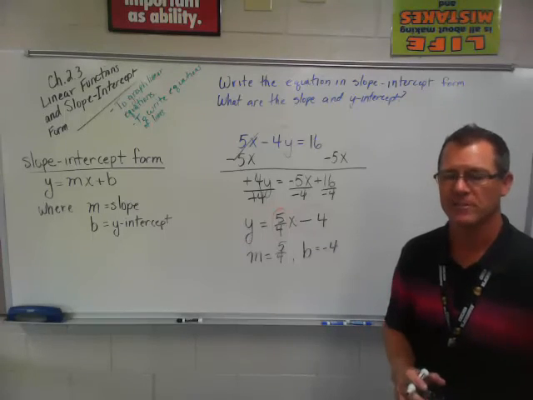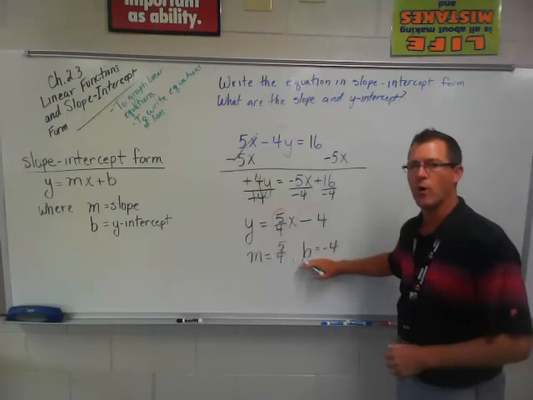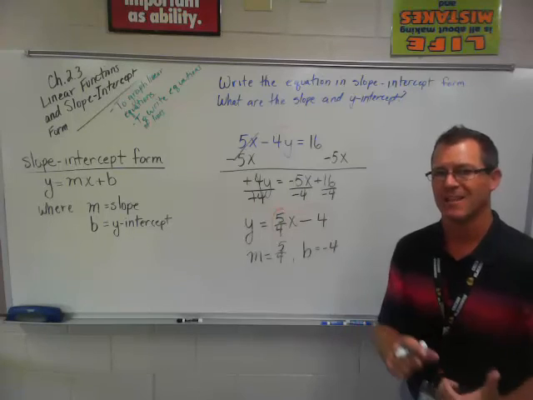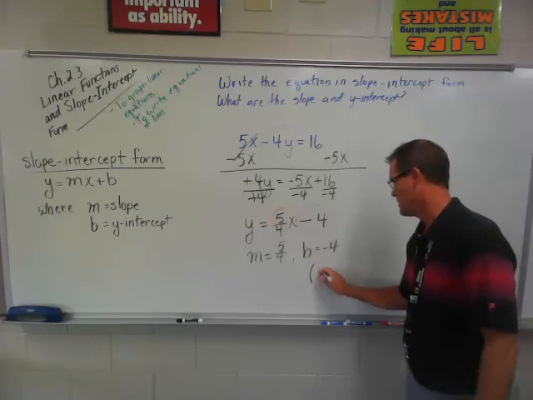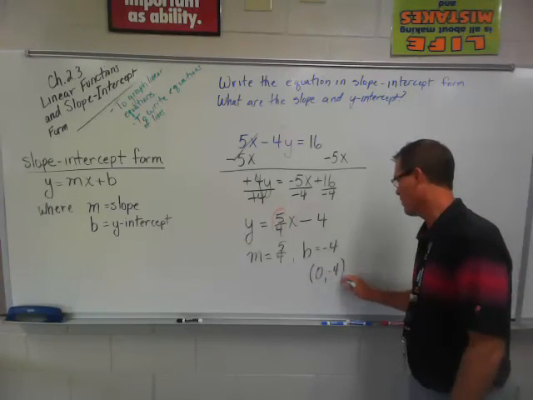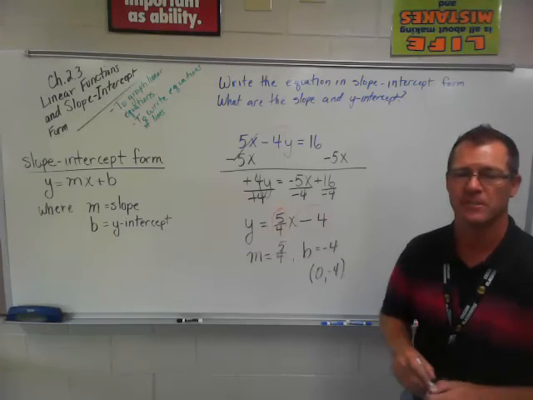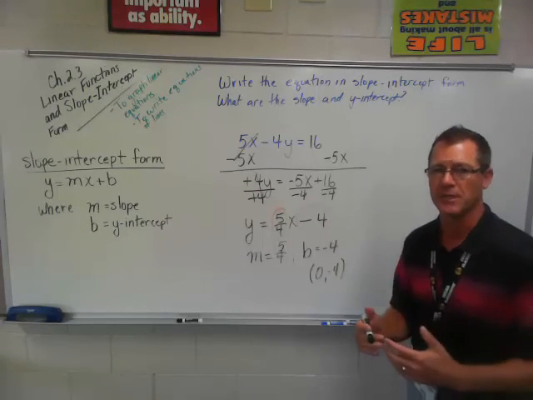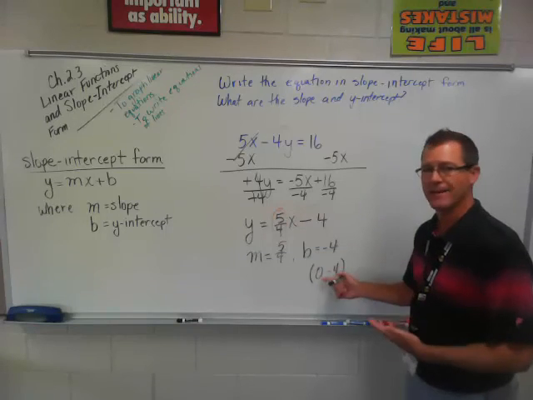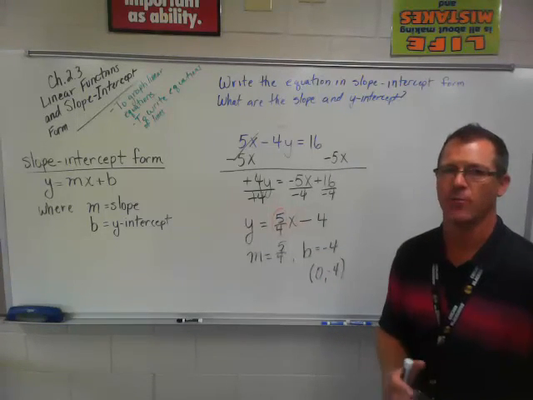From a previous lesson, remember, when we talk about y-intercept, we can also take that back to the point 0, negative 4, right? Because y-intercept is the point 0, comma b. If we have b, then I can plug it in, and that'll be helpful for the next video.